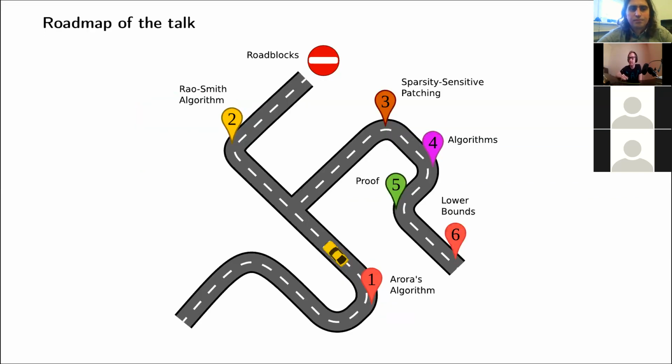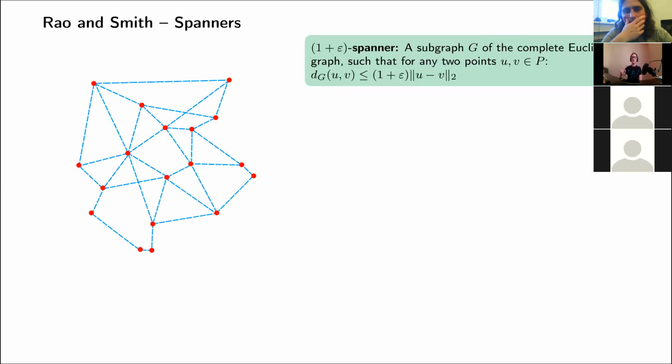Okay, cool. We have seen Arora's algorithm here, and now we are heading to the previously best Rao and Smith algorithm. Okay, Rao and Smith had a very nice idea. They used something that is called a spanner.